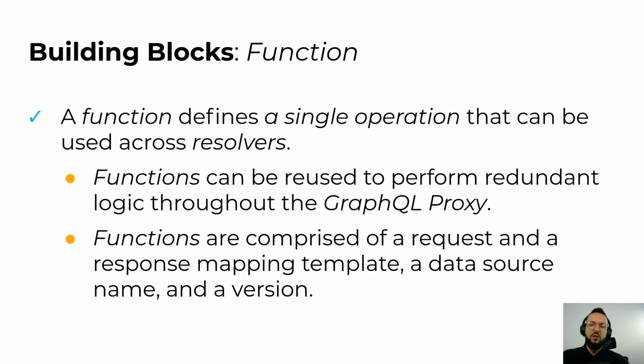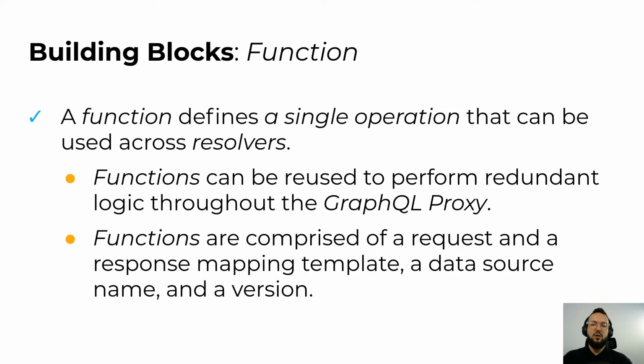A function itself is a single operation that can be used across resolvers. So functions can be reused to perform redundant logic through a GraphQL proxy. Like a function can be querying MySQL or querying MongoDB. Functions can be related to automation, transformation, validation, and so on. All those functions can be pipelined into a resolver, and then either you can have a single function inside the resolver, or you can have a pipeline of functions inside the resolver itself.